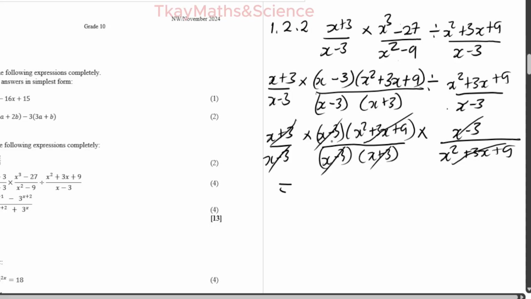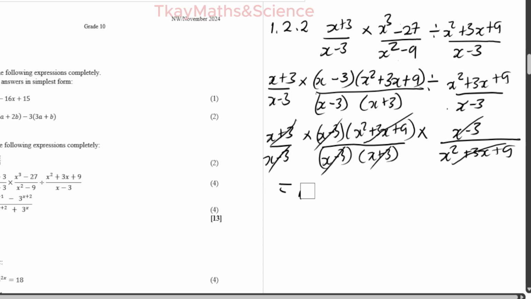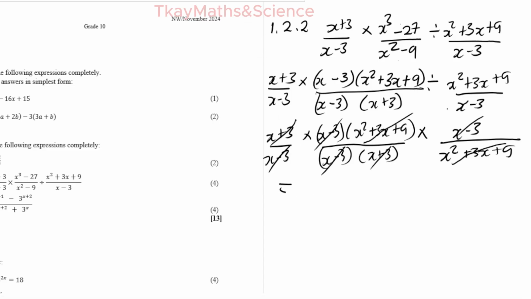We have an answer which is what? Everything becomes 1 over 1, so you get a term which is 1. Okay, let me just write it nicely here. So we get a term which is 1. That is our answer, and you get your 4 marks. Okay, so let's step on to the next one.